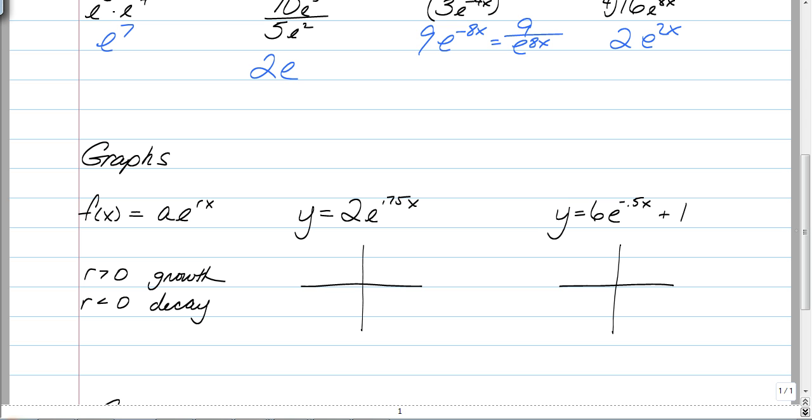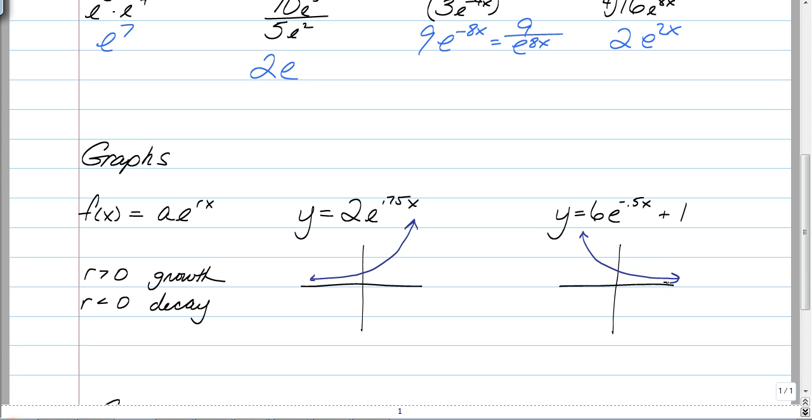Graphically, we can have growth and decay. Growth is when your rate is bigger than 0, aka a positive rate. If your rate is negative, that is decay. So very similar to exponential growth and exponential decay. If you type these in the calculator, since this has a positive rate of 0.75 or 75%, this graph will increase. In the second example, if you were to type this into your calculator, it has a negative 50% rate, which means it's decreasing by 50%. It's going to look like that.